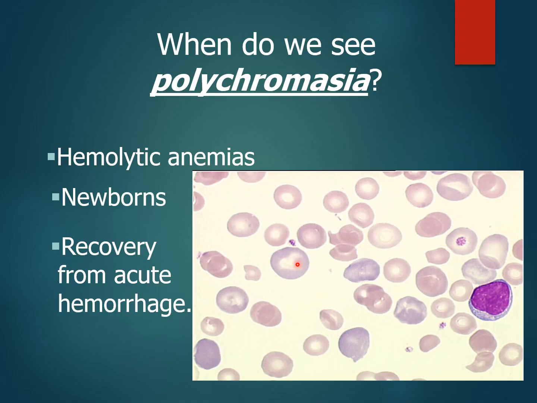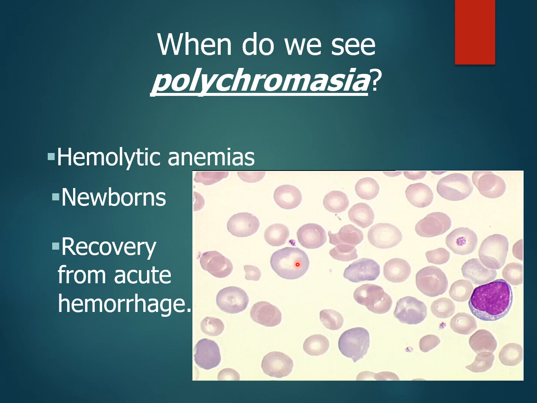Well, we see polychromasia in hemolytic anemias, such as sickle cell anemia, because they have a rapid turnover of red cells. They have a higher incidence of red cell destruction because of their abnormalities, and therefore the bone marrow is really trying to compensate by pumping out more red blood cells to replace the ones that were destroyed, and sometimes they come out a little bit immature and in reticulocyte form.